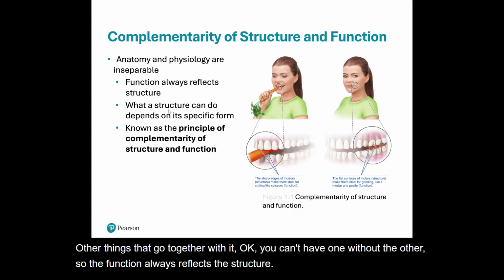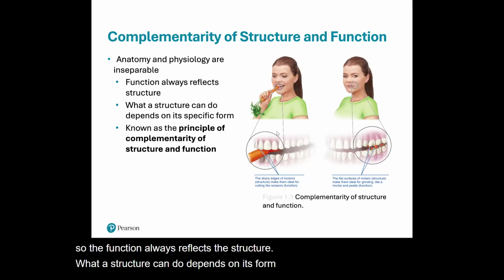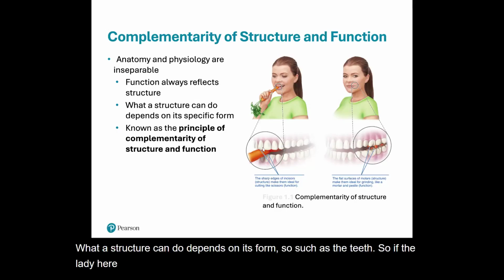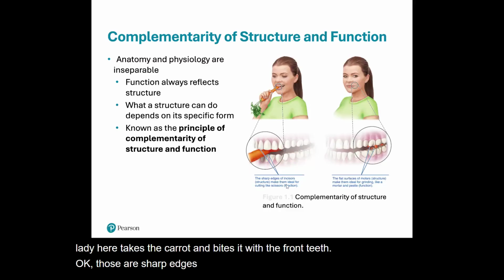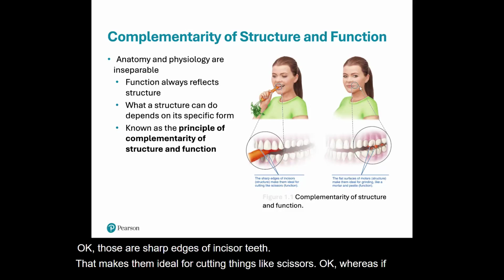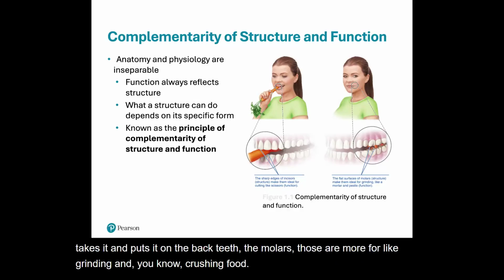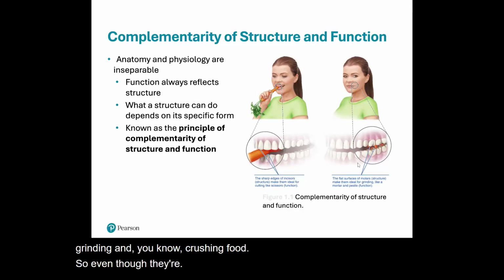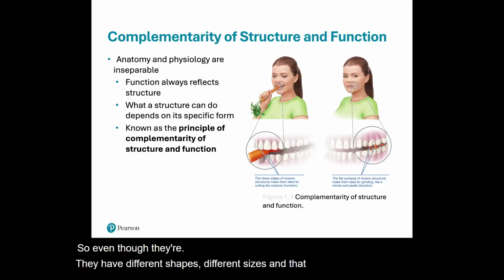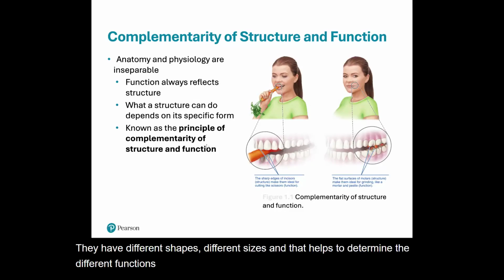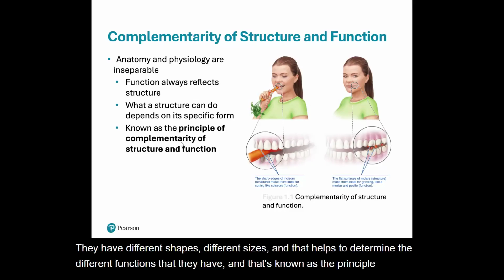What a structure can do depends on its form, such as the teeth. If the lady here takes the carrot and bites it with the front teeth, those are sharp edges of incisor teeth. That makes them ideal for cutting things, like scissors, okay? Whereas if she puts it on the back teeth, the molars, those are more for grinding and crushing food. So even though they're teeth, they have different shapes, different sizes, and that helps to determine the different functions that they have. And that's known as the principle of complementarity of structure and function.